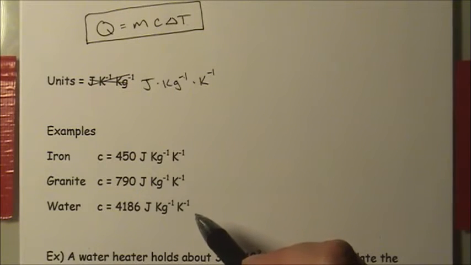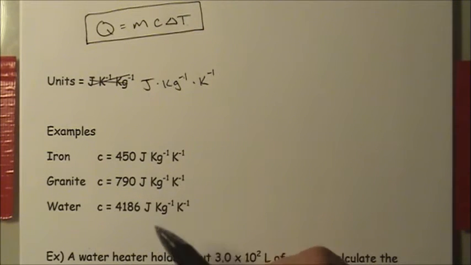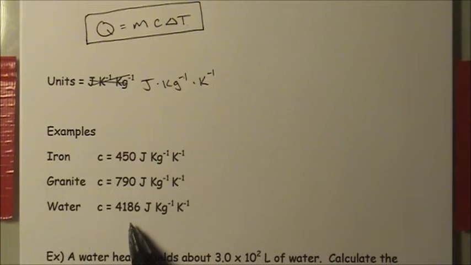And if you go to one of the highest ones that I'm personally aware of, would be water, which has a specific heat capacity of 4,186 joules per kilogram per Kelvin. It's very, very high specific heat capacity.